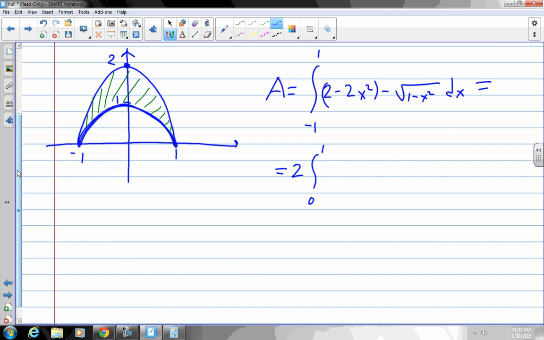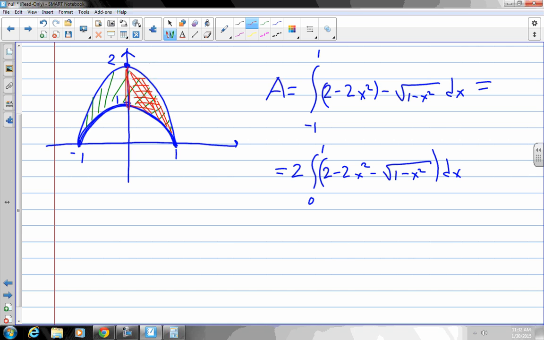All right, so it's 2 minus 2x squared minus the square root of 1 minus x squared. At this point I'm really just looking at half of this picture, because right now I'm just finding the area. I'm not looking at moments or anything like that. So it makes sense to chop it in half, find half of it and double everything. The Calc 1 rule applies.